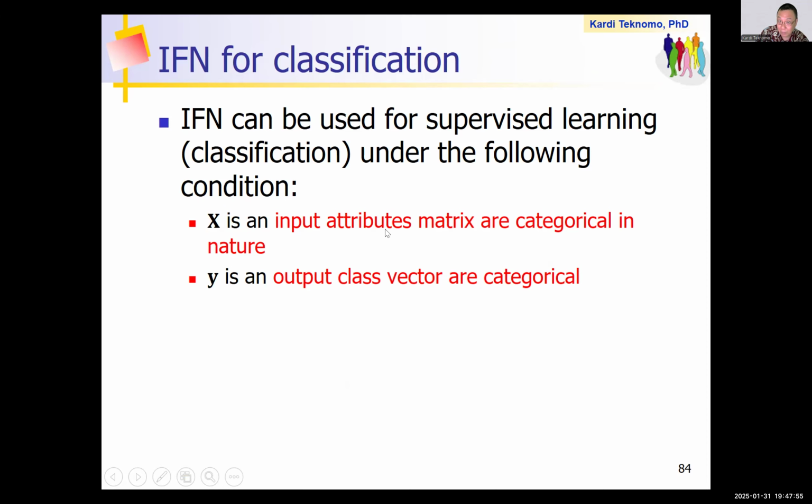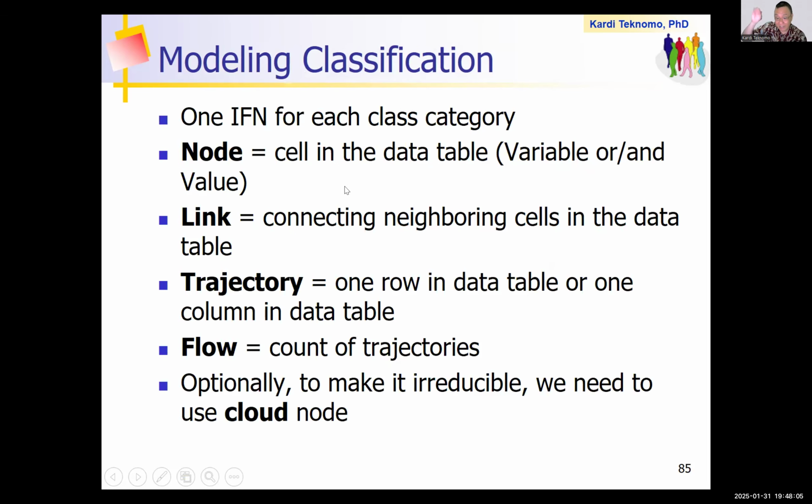Okay. So the input is the table, and the output is the class category. The node represents the cell in the data table. The link connects the neighboring cells within the data table. Then you create a trajectory or cycle from, say, 1 row or 1 column in the data table as 1 trajectory cycle. The flow is of course the count of trajectories. Optionally, if you want to make it irreducible, you can add a cloud node.